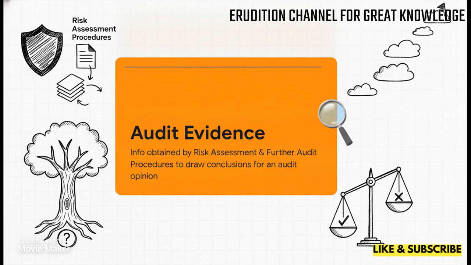The standards explicitly state that to draw these reasonable conclusions, you obtain evidence by performing two distinct things: risk assessment procedures and further audit procedures. Keep this two-part structure in mind because it forms the trunk of the tree we're about to climb.